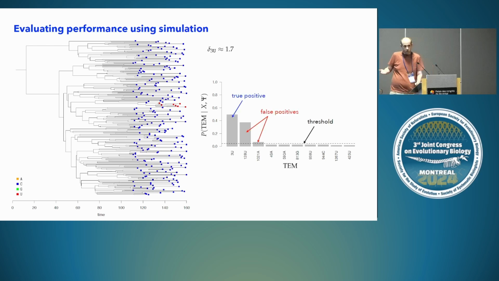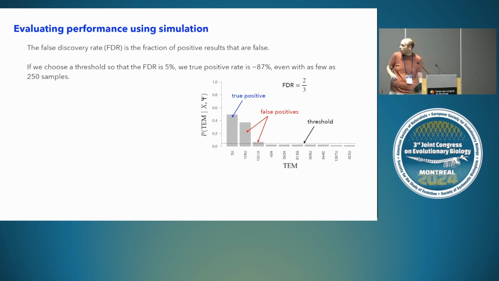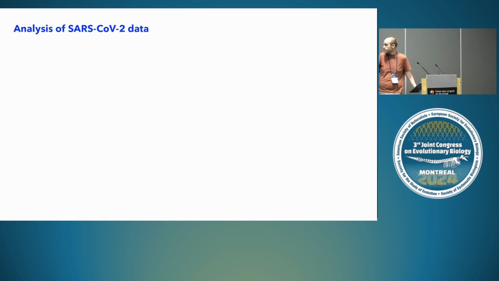In this case, since I've simulated the data, I know which of those are true TEMs. So the first bar is a true positive because I know that is a site that is a TEM. These other two bars here that are above the threshold are false positives. So I can compute a false discovery rate, the fraction of positive results that are false. So yeah, when we control the false discovery rate, we can get a 5% false discovery rate and about an 87% power irrespective of sample size.